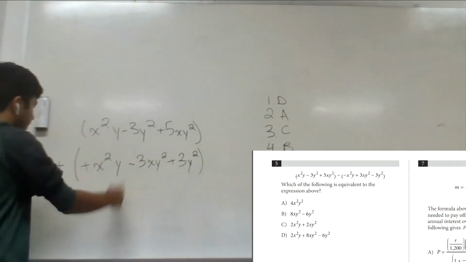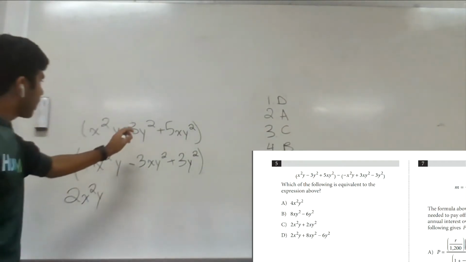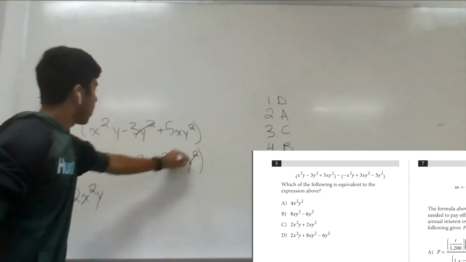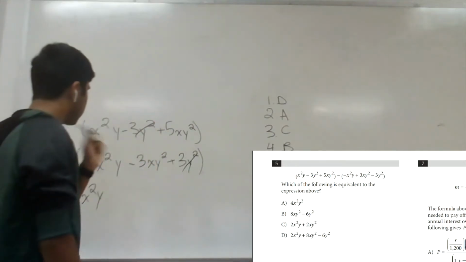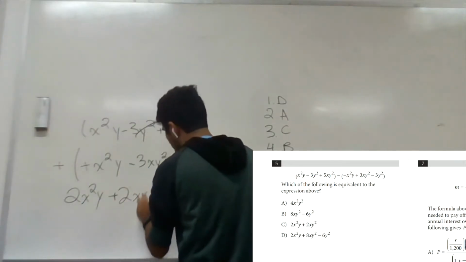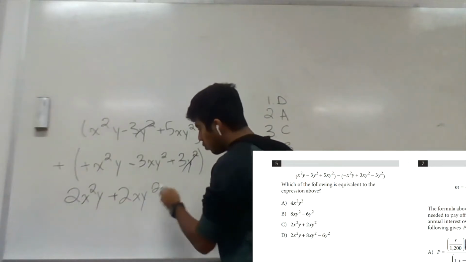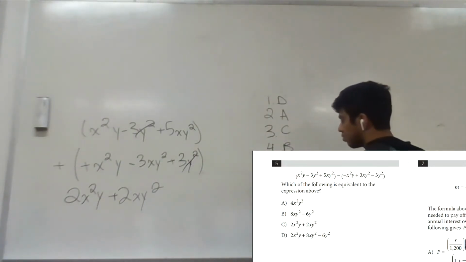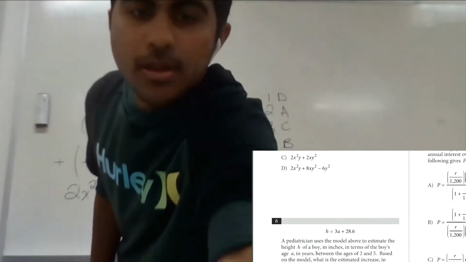Alright, so x squared y plus x squared y is going to be 2x squared y. And then the negative 3y squared plus a 3y squared is going to cancel out. It just becomes 0. And then you have 5xy squared minus 3xy squared, which is going to be plus 2xy squared. So our answer here is 2x squared y plus 2xy squared, which is choice C. And we can move on to the next question. Let's scroll down to 6.